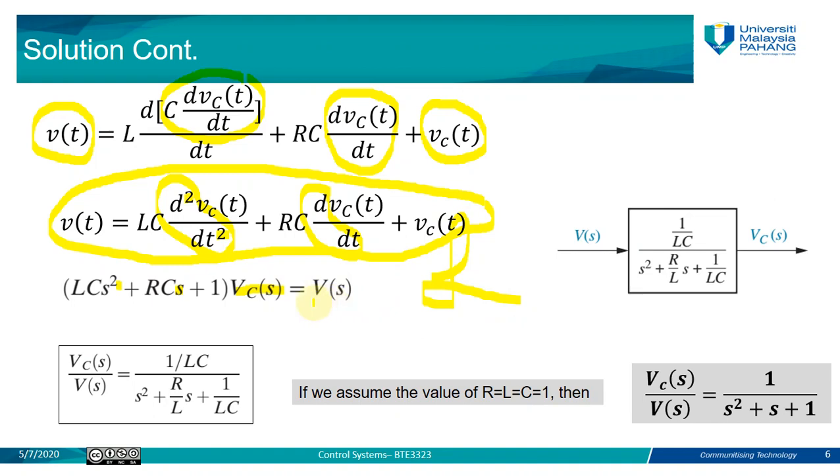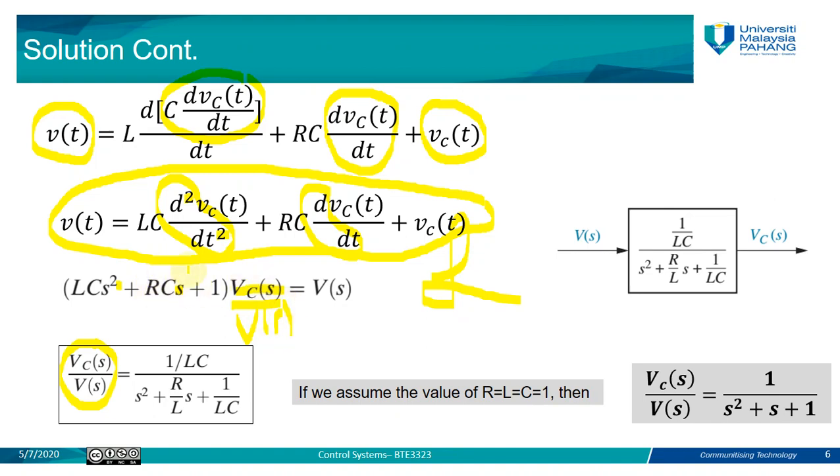Now from this equation we can solve for the transfer function. What is the transfer function? Our transfer function is equal to VCs over Vs, the output over the input. So this is the left side of our equation, the transfer function, VCs over Vs, which will equal what?